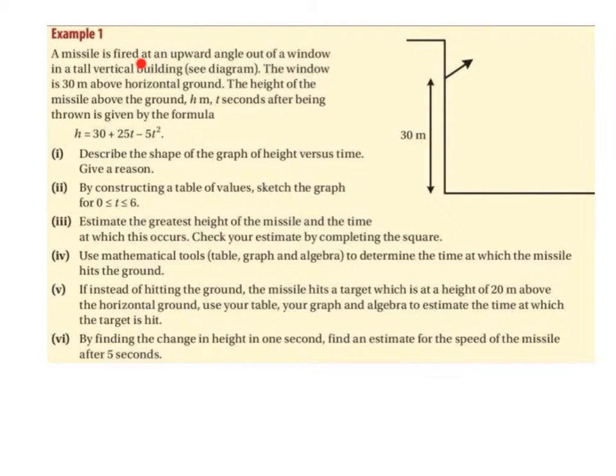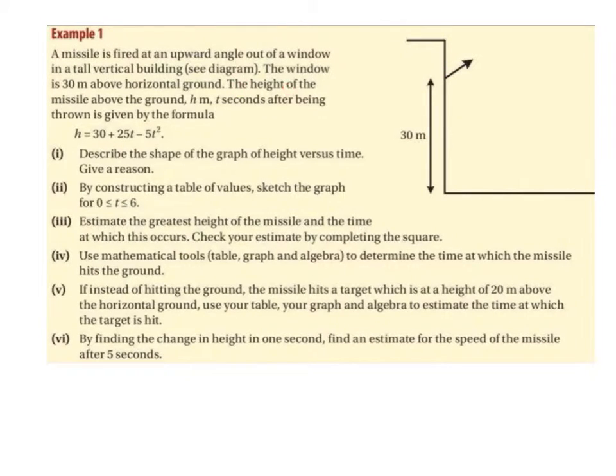A missile is fired at an upward angle out of a window in a tall vertical building. See diagram. So here's our tall vertical building. This is the ground, and this is the missile being fired. The window is 30 meters above horizontal ground. So this is where the window is, and it's 30 meters above the ground.